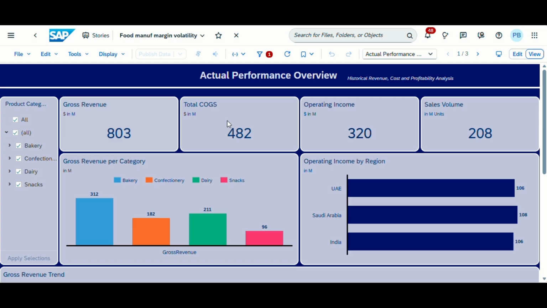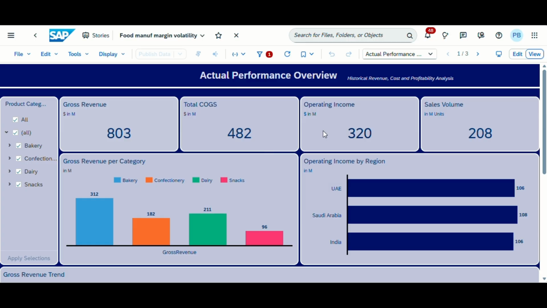Next, we have total cost of goods sold, which represents the total manufacturing cost of producing these products. Currently, the organization has incurred $482 million in production costs, including raw materials, manufacturing, packaging, and logistics. Monitoring this KPI helps improve operational efficiency while protecting profit margins.